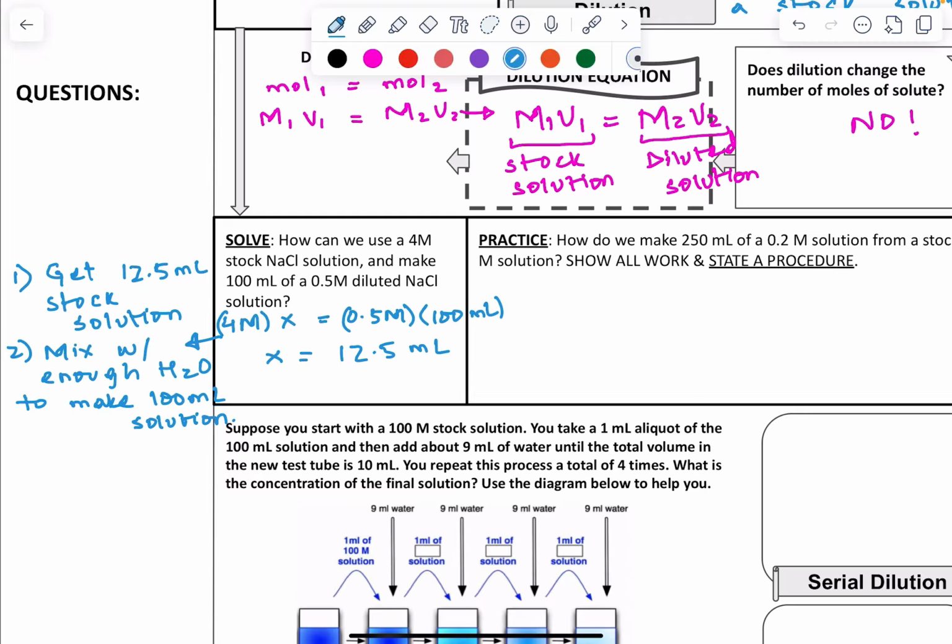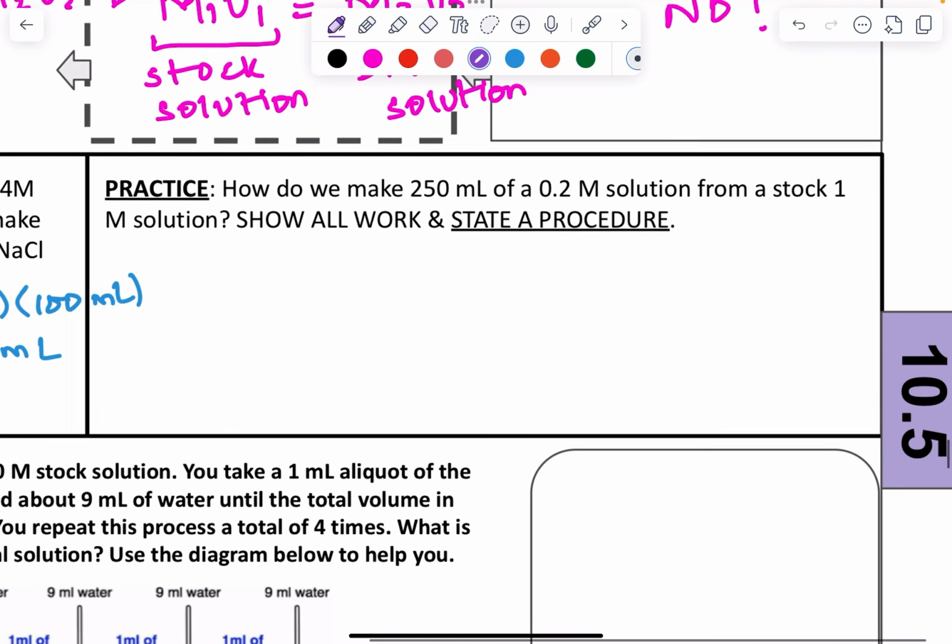Okay, and then the second problem here is how do we make 250 milliliters of a 0.2 molar solution from a stock 1 molar solution? Once again, actually take a moment to work this out, then I'll show you the work.